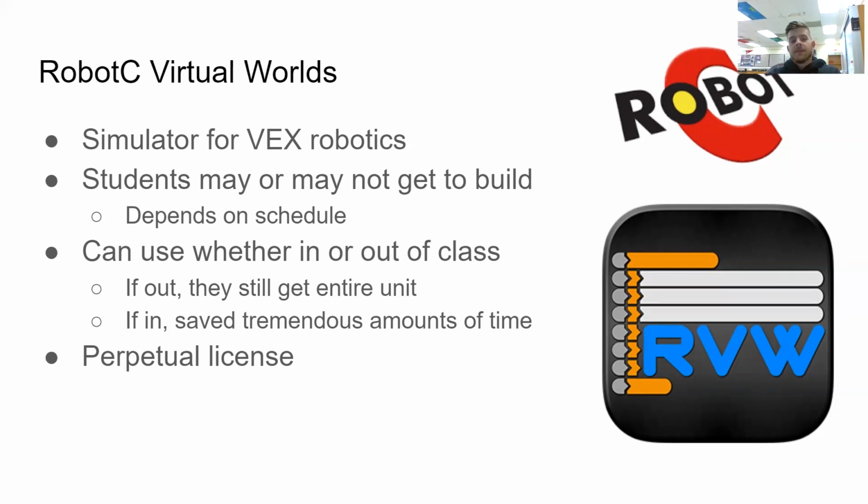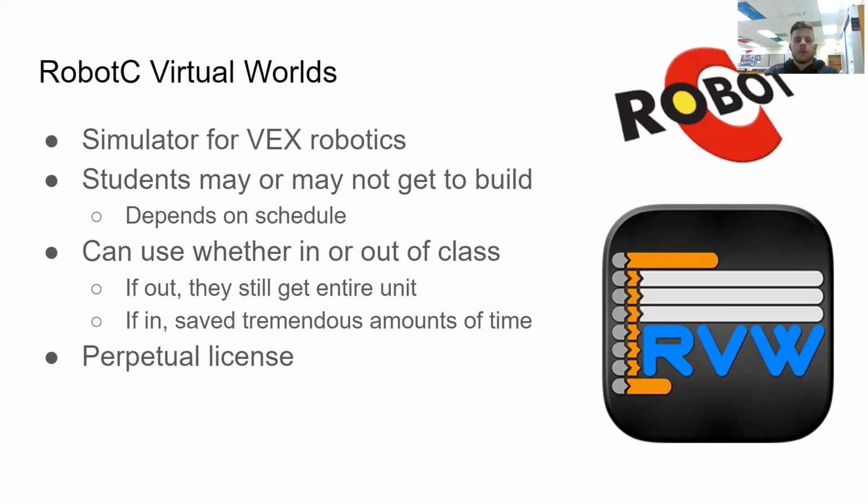The students, right there, it says students may or may not get to build it, but as of right now, we are on a normal schedule. So the students will actually get to build it, which means that the entire unit won't be on Robot C Virtual World. If we were out, then it would be the whole unit. They would program and do it in the virtual world.